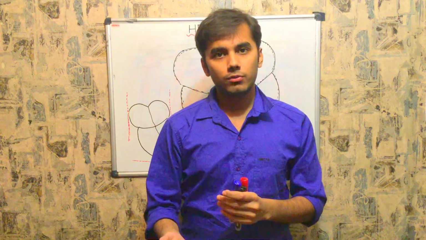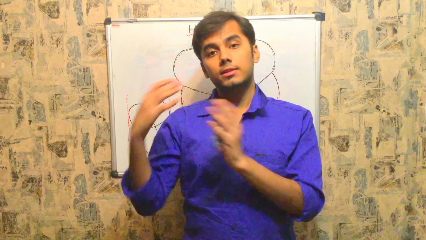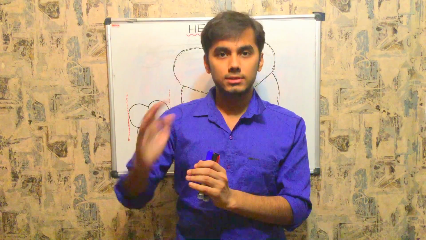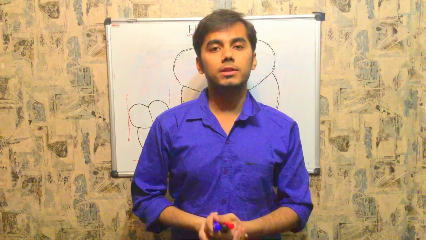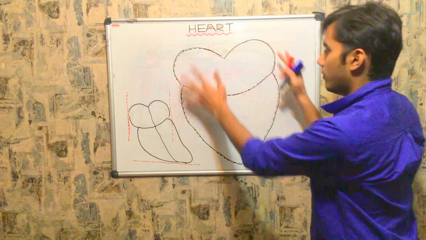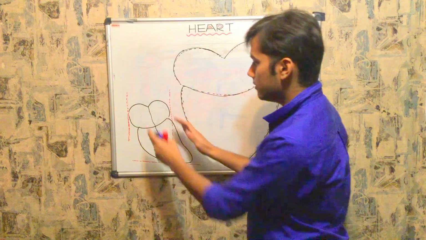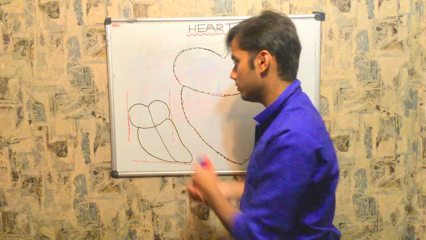In the second video we'll be discussing the layers of the heart and the coverings that cover the heart. In the third video we'll be discussing the systemic circulation as well as the pulmonary circulation. So coming to the first one, just for a while forget this diagram. We'll start with this small diagram. This is how exactly your heart looks.